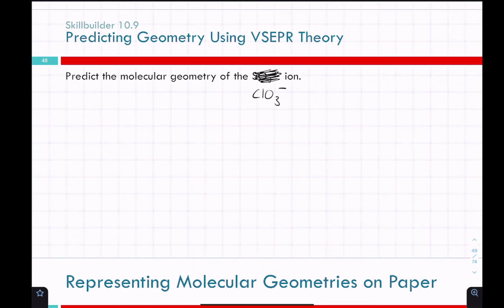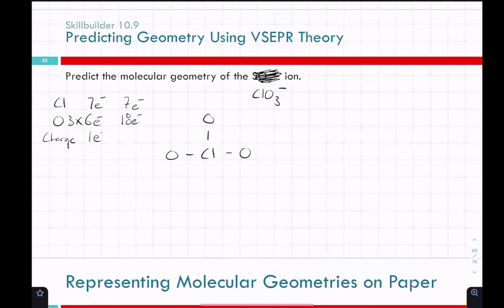So Cl is going to be in the middle, with 3 oxygens. Oh, this is 7. And then there's a charge, which is 1 more electron. And that's 26 electrons. So that's your number of valence electrons.